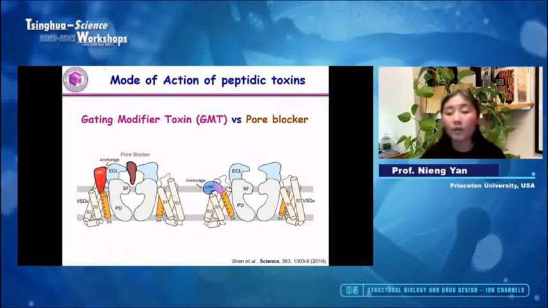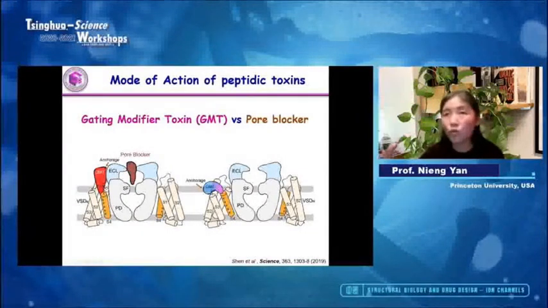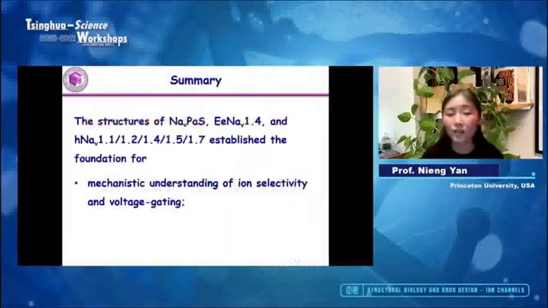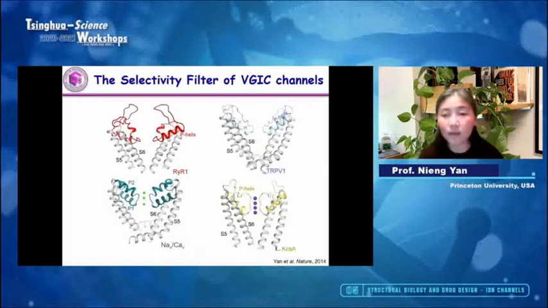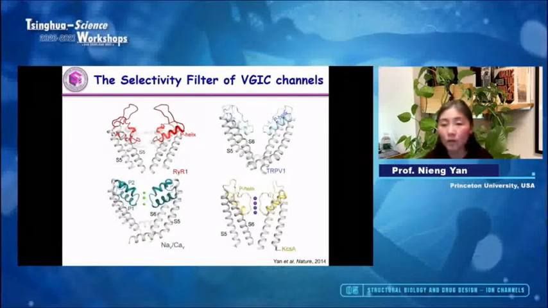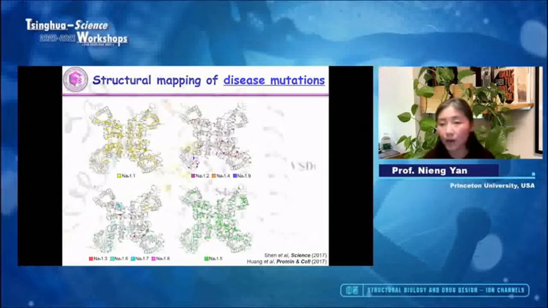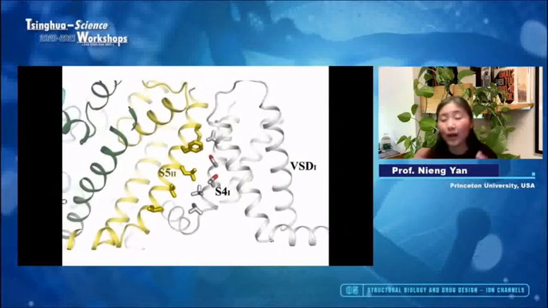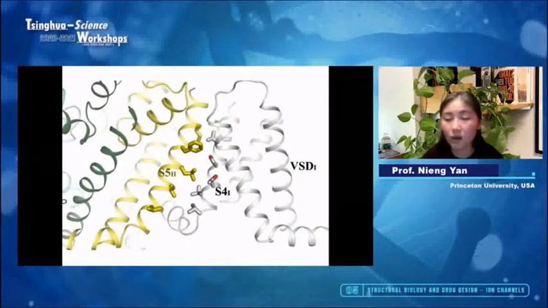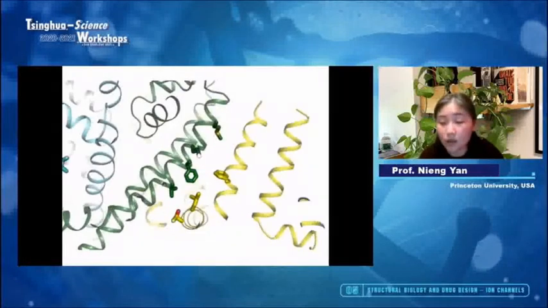And then the other part interferes with the voltage sensor to control the movement of the voltage sensor. So that's what we've learned from the structures. Okay, I hope to spend the next 5 minutes. I will skip the summary part, like what we've learned about the selectivity filter, or mapping the disease mutations, like how the structures in different conformations may facilitate mechanistic understanding and drug discovery.